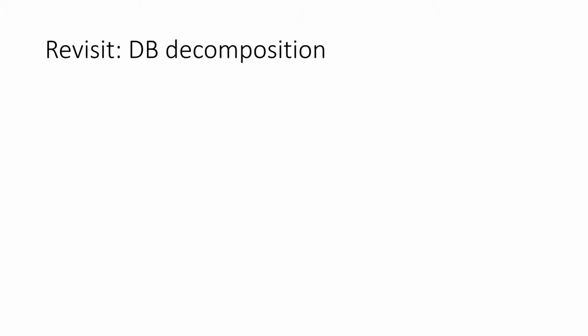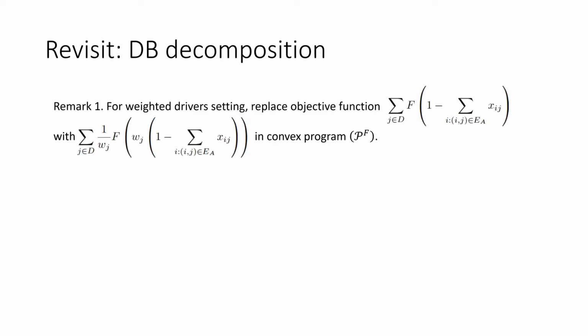Before we finish this part, let me add a few sentences about this DB decomposition. So far, we have introduced it for the case where all the drivers have equal weight. When we move to the case where the drivers can have heterogeneous weights, basically we need to modify our convex program by modifying our objective function using a weighted version. And the corresponding definition of the DB decomposition, in other words, the properties that need to be satisfied, need to be modified. Please check our paper for more technical detail.